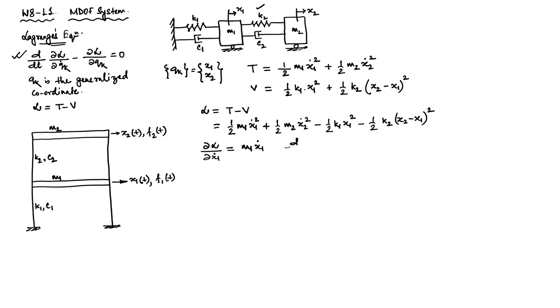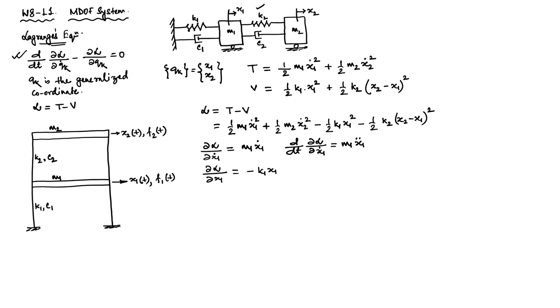Now, if we time differentiate this thing, we will have this quantity, which is obviously m1 x1 double dot. Now, if we partially differentiate L with respect to x1, then obviously the first two terms in the Lagrangian will be 0 because they are not functions of x1. Then the third term, if we differentiate, will have this as minus, half will get cancelled because we have to differentiate k1 x1 square with respect to x1. So, we will have k1 x1.